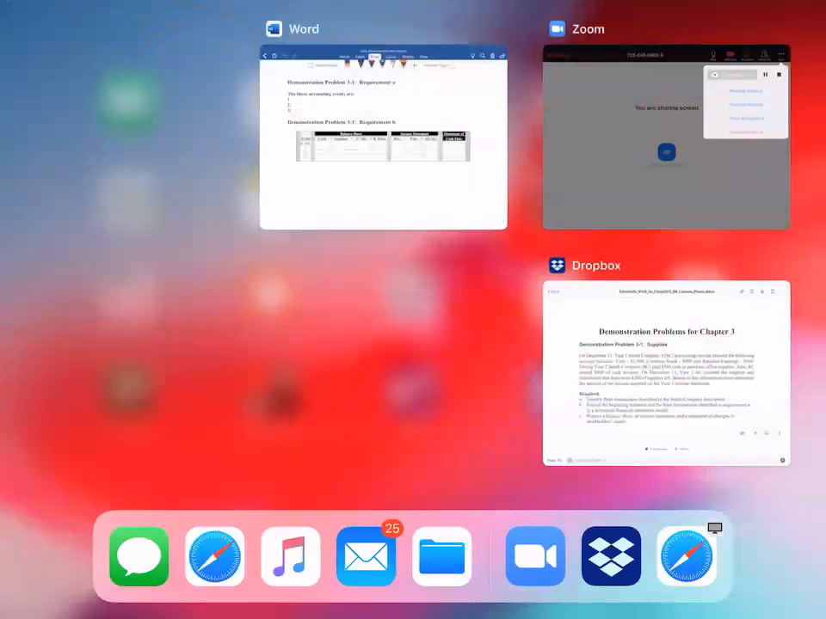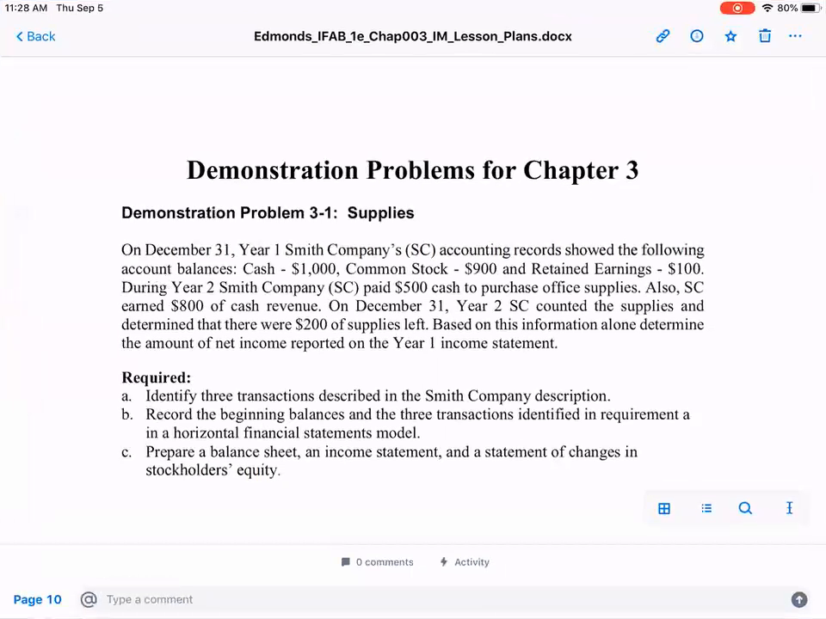All right, the problem we're going to start with here is on December 31st, year one of Smith's Company accounting record. Show the following account balances: cash for 1,000, common stock for 900, retained earnings for 100. During year two, Smith paid 500 cash to purchase office supplies, and they earned cash revenue. On December 31st of year two, they counted the supplies, and so they did an inventory and determined out of the $500 cash that they used to purchase supplies, only 200 was left. Based on this information, determine the amount of net income reported on year one of the income statement.